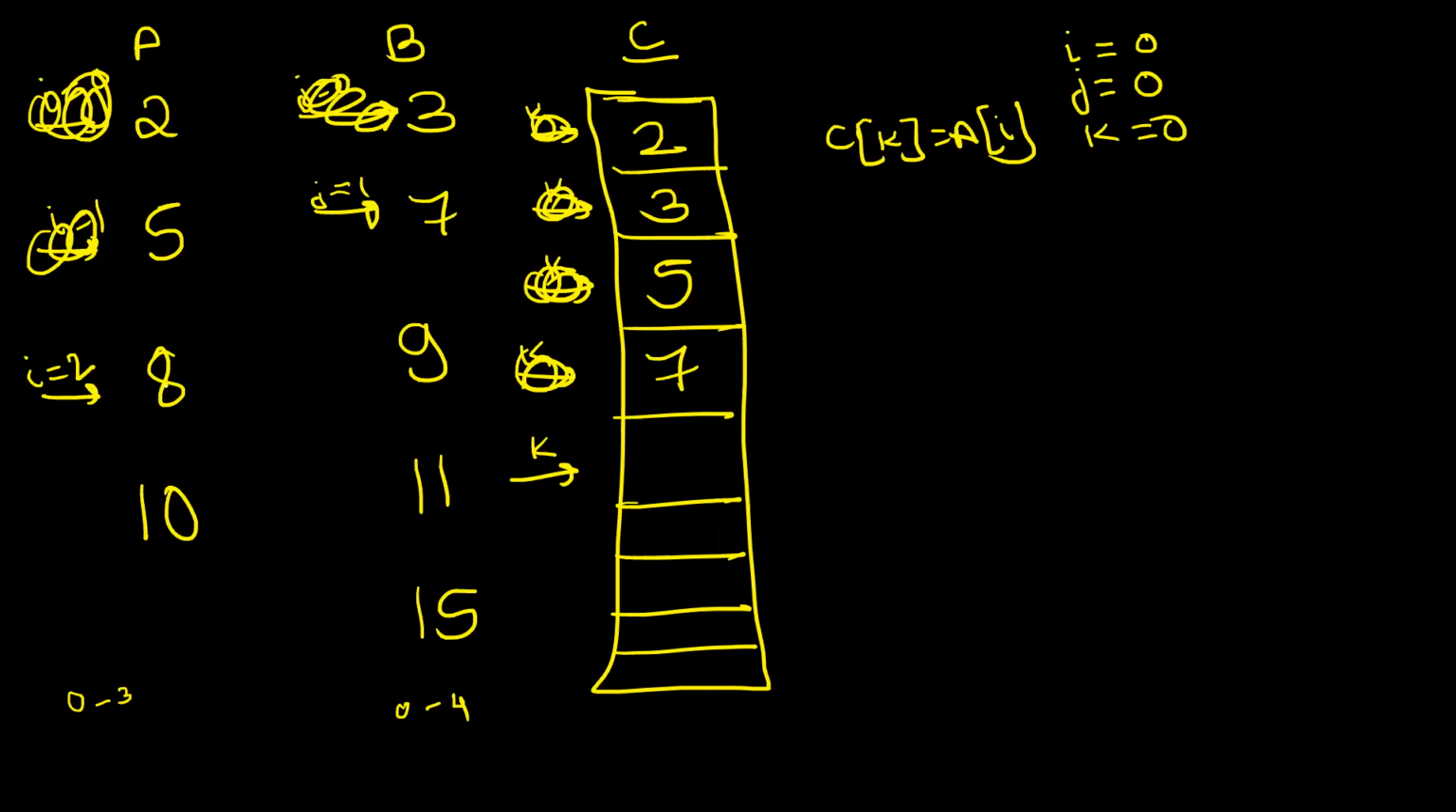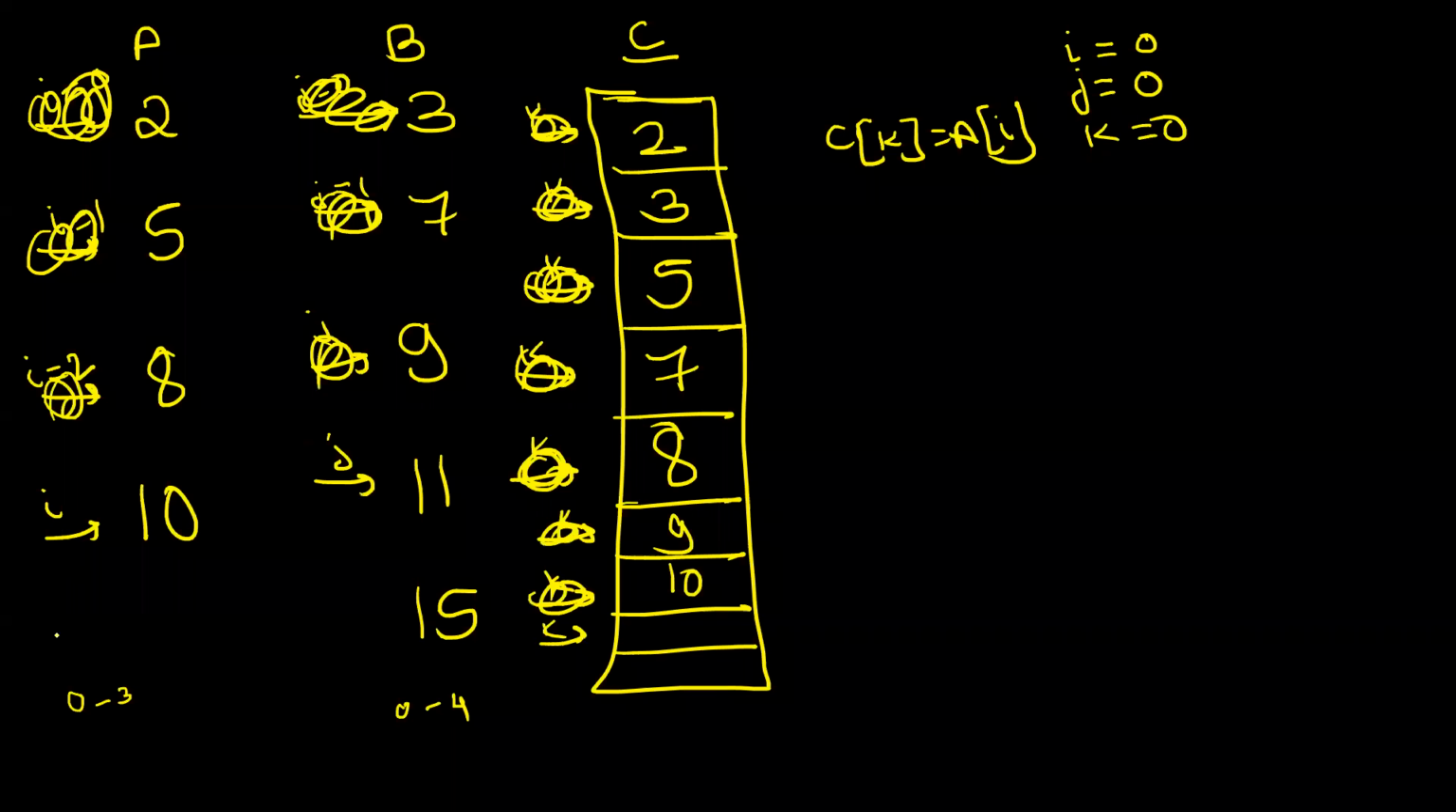Okay. Next. Again, i and j are valid indexes. I compare A of i with B of j. 8 is less than 9. So I write 8 here. I move k forward. I move i forward. Okay. Again, i and j are valid indexes. I compare B of j with A of i. 9 is less than 10. So I write 9 here. I move k forward. I move j forward. Right. Now, i and j are both valid indexes. I compare 10 with 11. 10 is lesser. I write 10 here. I move k forward. I move i forward.